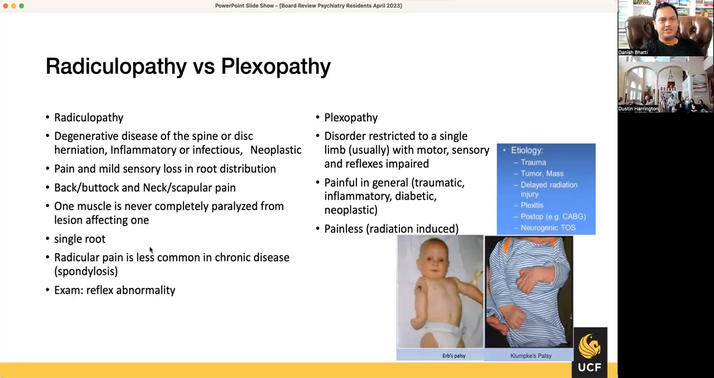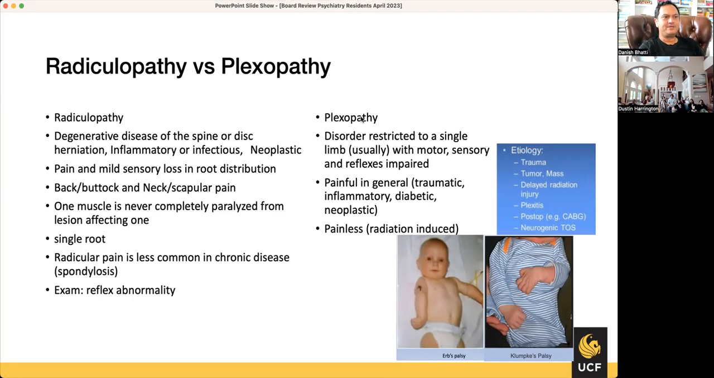A single root is usually involved, although you can have multiple disc herniations involving 2 or 3 nerve roots. A typical abnormality that we look for is a loss of reflex. Most reflexes, although they have multiple nerve roots supplying them, have one main nerve root supplying that reflex. So, for example, the ankle reflex is L5 and S1, but mainly L5. Similarly, the knee reflex is L3, L4, but mainly L3 that is supplying the knee jerk.